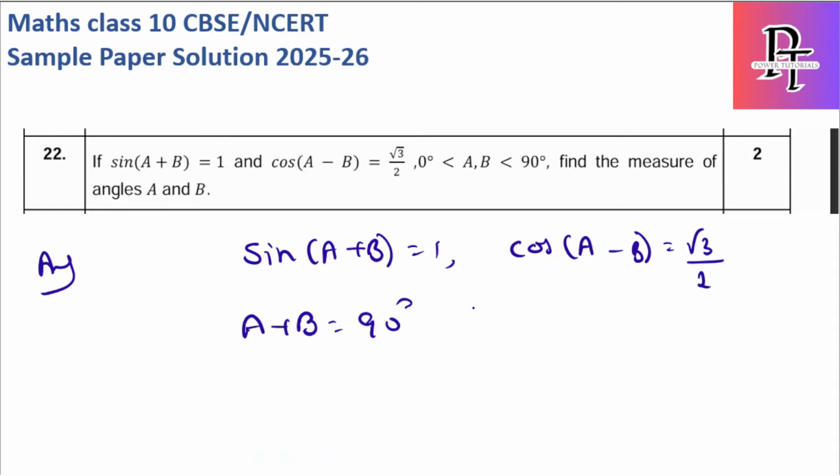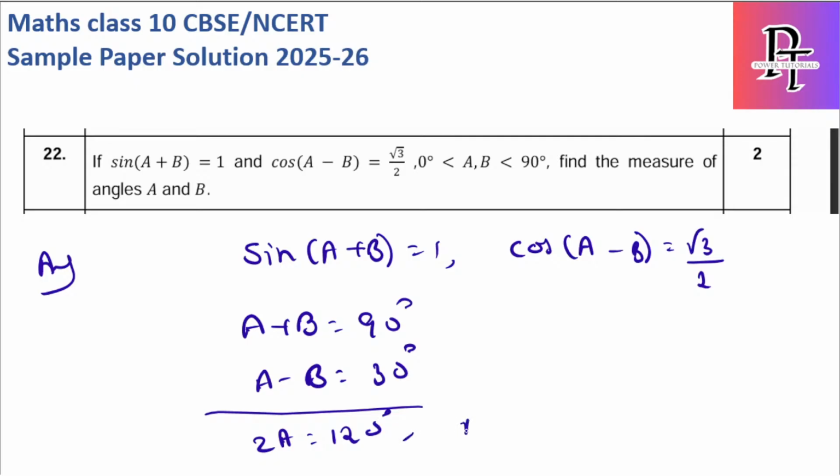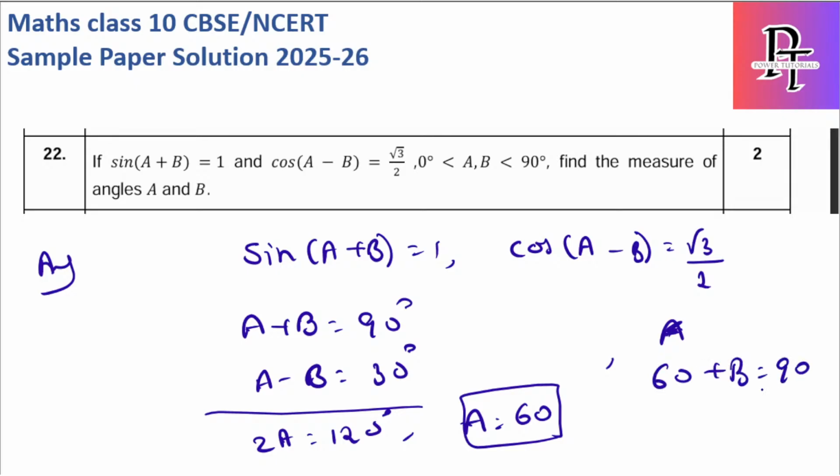So now a minus b is equal to 30 degrees. So simply just add these two, I will get 2a is equal to 120 degrees. So a value is 60. Substitute a value in any of these equations. I will substitute in a, I will get 60 plus b is equal to 90. So I will get b value as 30 degrees.